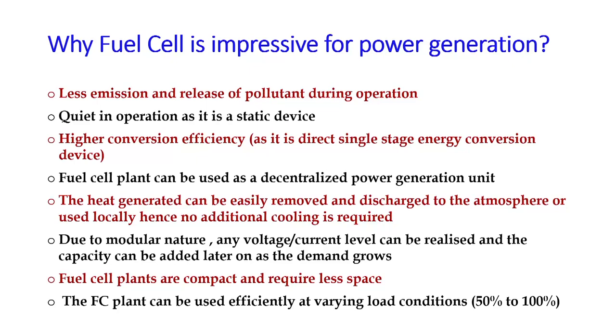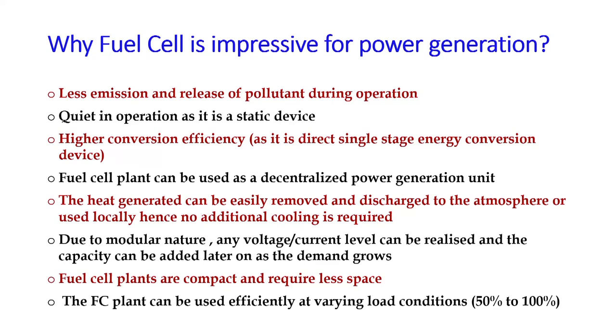A 1 kilowatt unit will be something like 1 foot in length and maybe half a foot in height. In that compact system, we can generate 1 kilowatt. But if you compare other technologies, we need very big configurations, and there will be a lot of moving components. A fuel cell plant can be used efficiently under varying load conditions, say from 20% to 100%. So it can be used at different conditions.